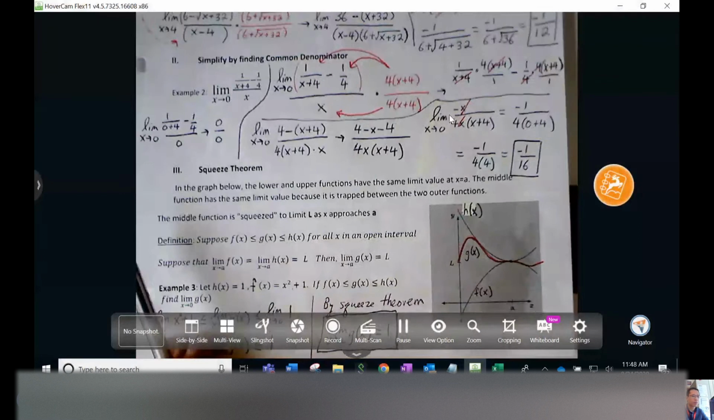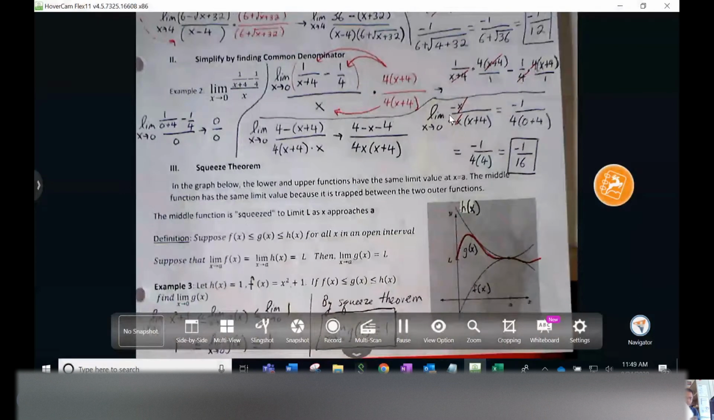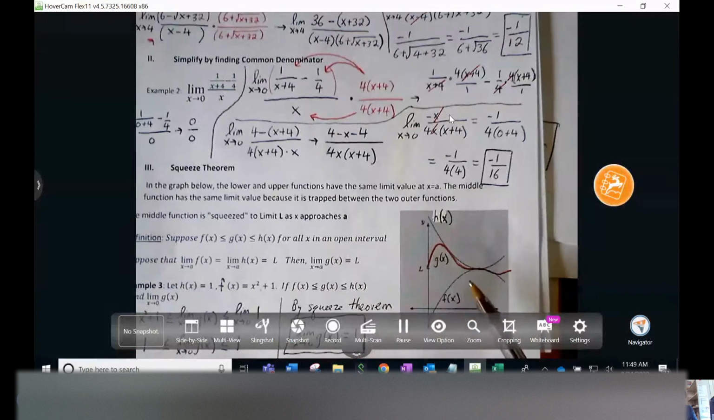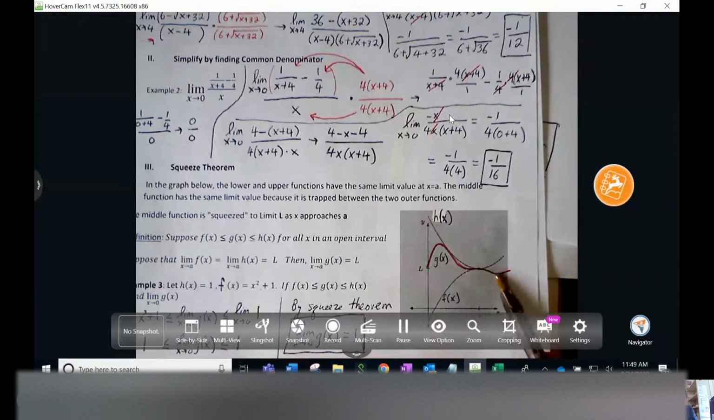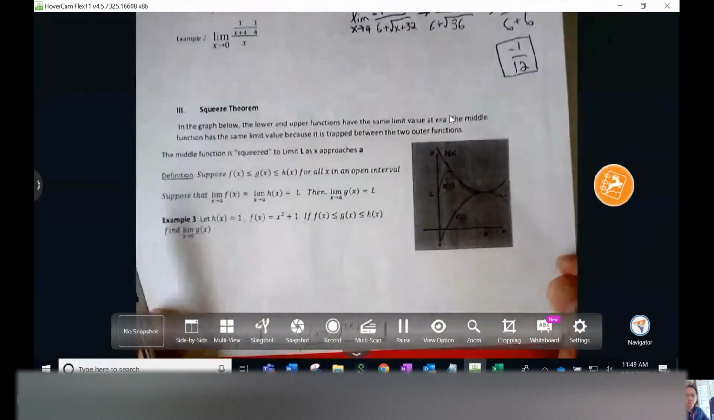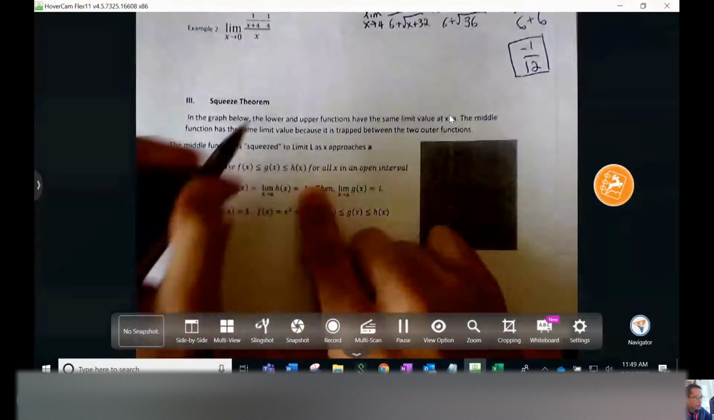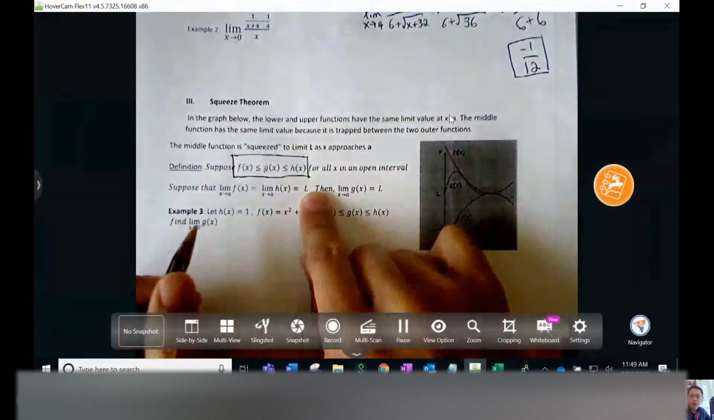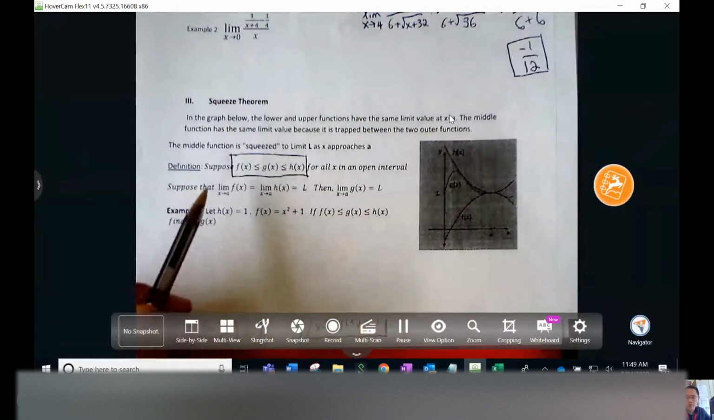Okay, let me go to a clean copy here. So graphically, what we're trying to do is show that F and H are going to meet up at the same Y value. If they meet up at the same Y value, then G is going to get squeezed between them, and it must have that same value as well. If we want to do squeeze theorem, the problem has to establish a relationship for us between three separate functions.